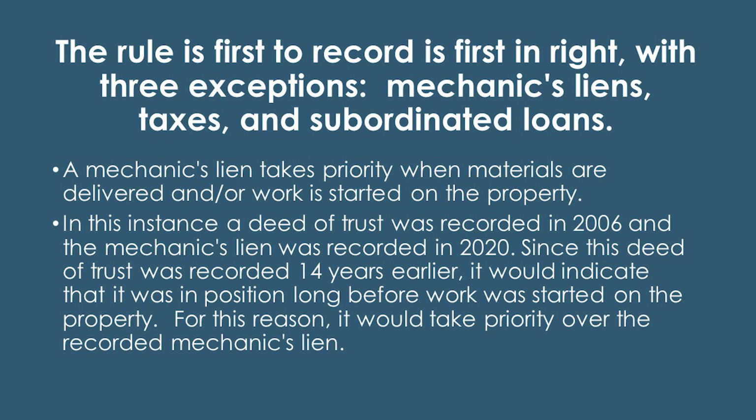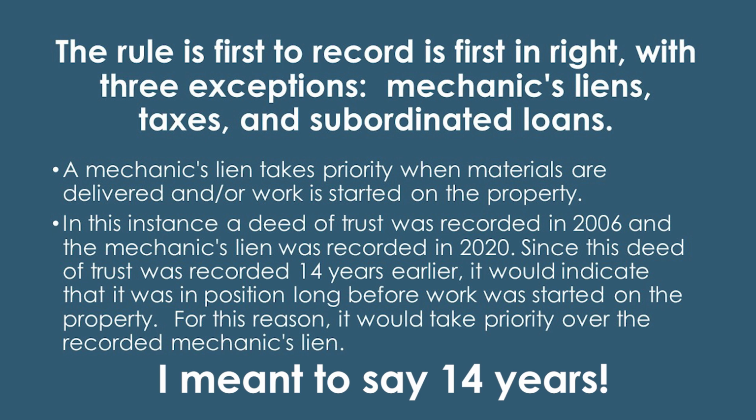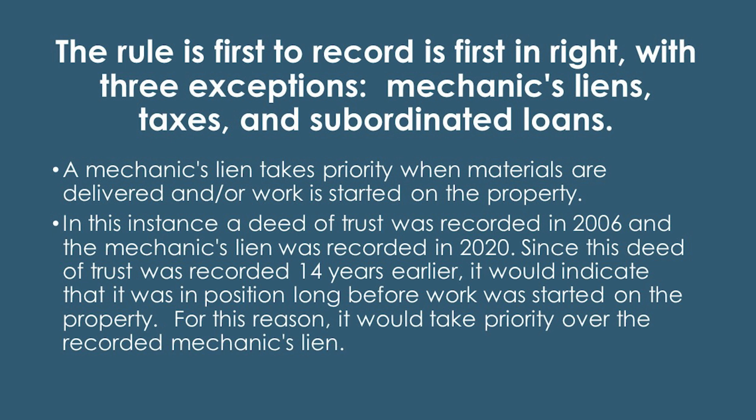So in this particular question, a deed of trust was recorded in 2006 and a mechanic's lien was recorded in 2020. Since the deed of trust was recorded years earlier, it would indicate that it was in position long before work was started on the property. A lot of times, mechanic's liens would happen within about a year because of permits and their expirations. So this was clearly a lot longer between the deed of trust and the mechanic's lien being recorded. So it indicates that work would have been started on the property way after the deed of trust was recorded, but we can't guarantee it.